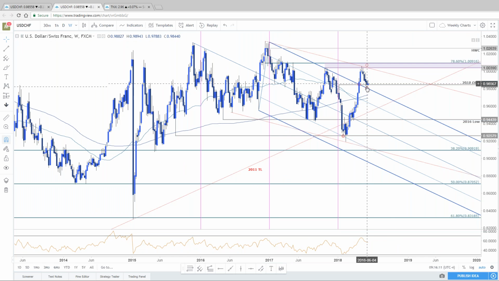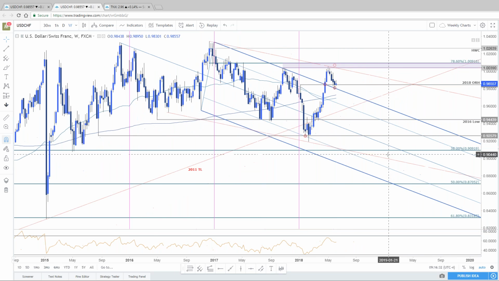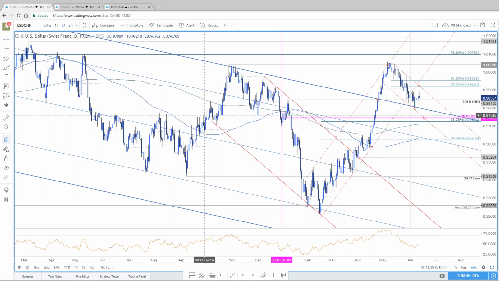This is why I thought the rebound had a little bit more legs in it, because it came off former slope resistance turned support so well last week. You got right into it and then you closed right back at the 2018 opening range high. So for me, I thought there was a little bit more upslope on this before it turns over. Could be wrong, obviously, but that's the thought process that we're on with dollar Swiss.